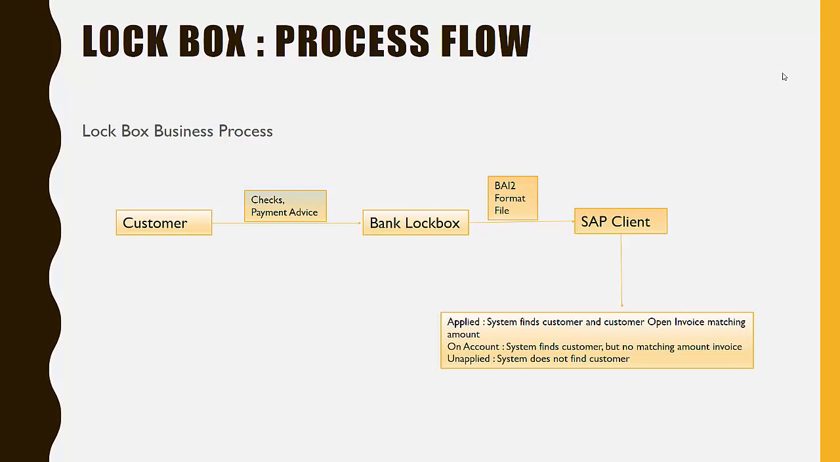Then it prepares an electronic file which has all the details of payments received from the customers, which could be the check number, the customer invoice number, customer name, and any other detail mentioned in the payment advice. This file is electronically sent to the company. The company's SAP system receives this file, processes it, and posts all these checks in the SAP system.